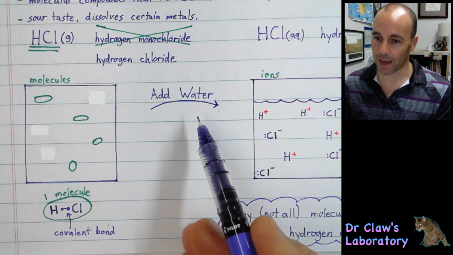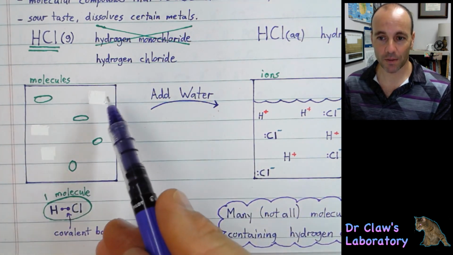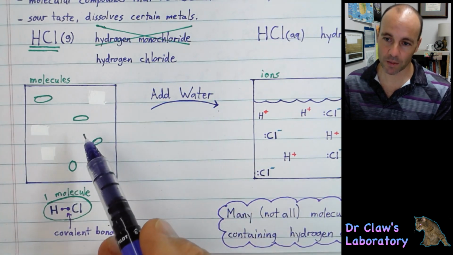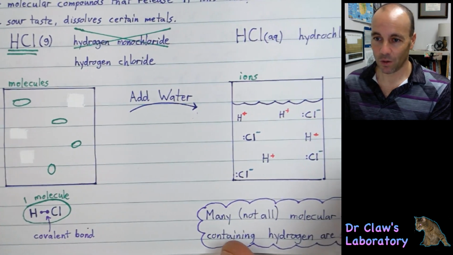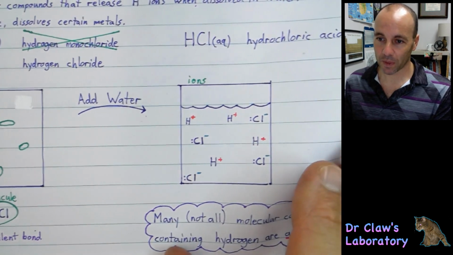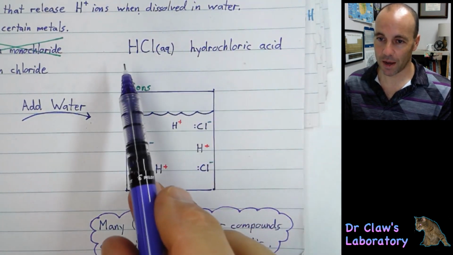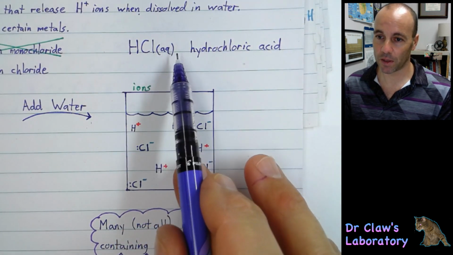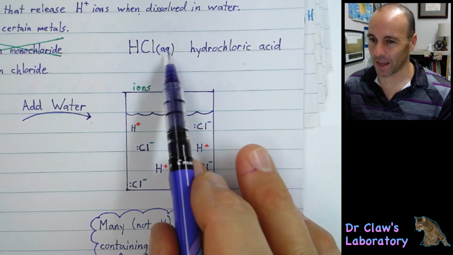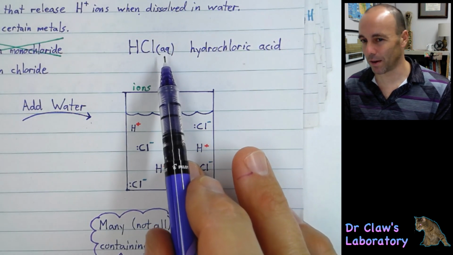All you have to do is add a little bit of water to this stuff. So open up the hatch, pour in some water, then something happens. It turns into an acid. When you add it to water, now this is called hydrochloric acid, and the formula is HCl(aq), meaning it's an aqueous solution or dissolved in water.